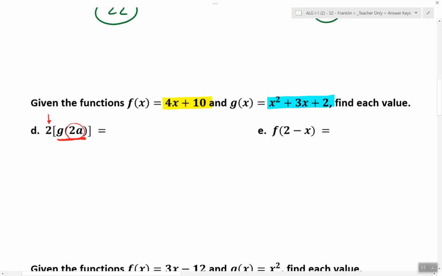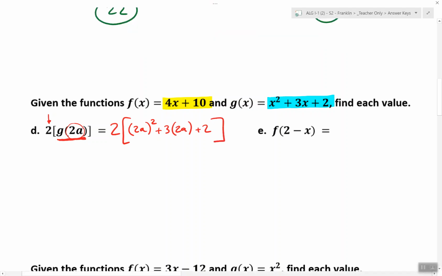So let's write this out. I'm going to write the 2 first and brackets again. But inside the brackets, I'm going to replace this g of 2a with the actual function. So it's x squared plus 3x plus 2. And every time I see an x, instead I'll write 2a. So we've got 2a squared plus 3 times 2a plus 2.